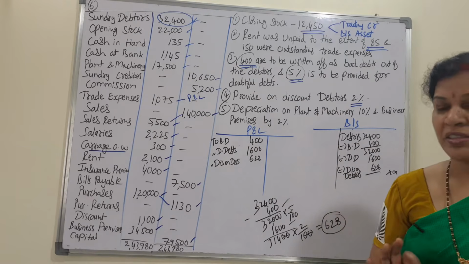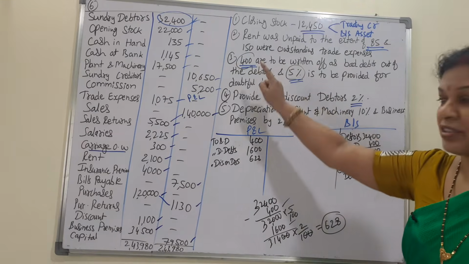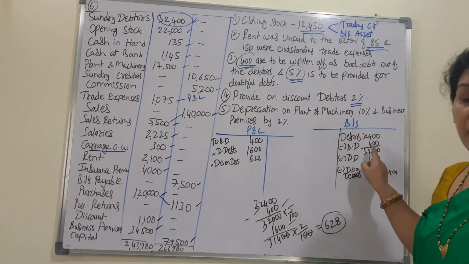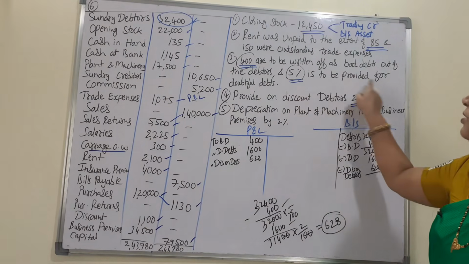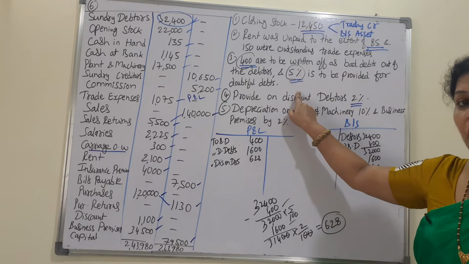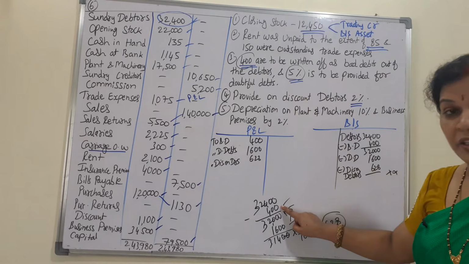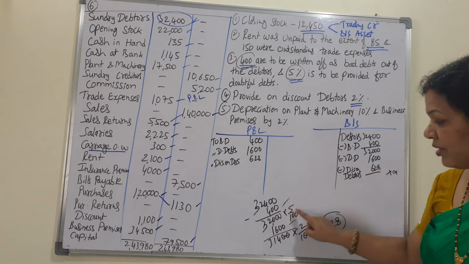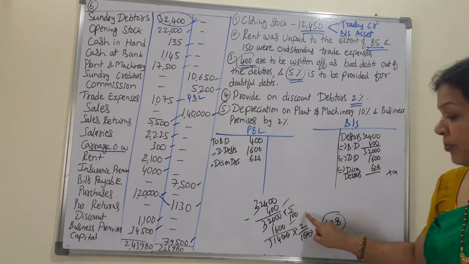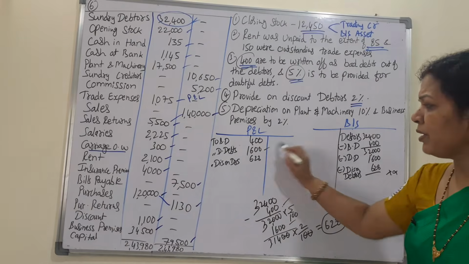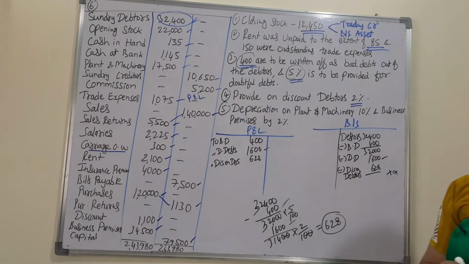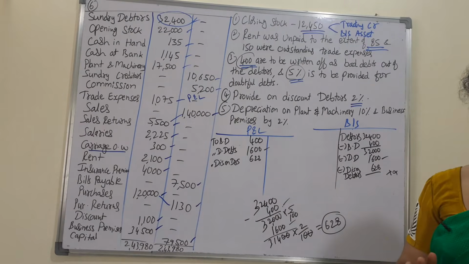Let me explain once again. Bad debts are given here. Bad debts come on the debit side of the P&L account and are deducted from the debtors. Second one, 5% is doubtful debts. 5% is calculated after deducting 400 bad debts. On this we have calculated 5%. So that is 1600. 1600 also goes on the debit side of the P&L account and is deducted from the debtors in the balance sheet.